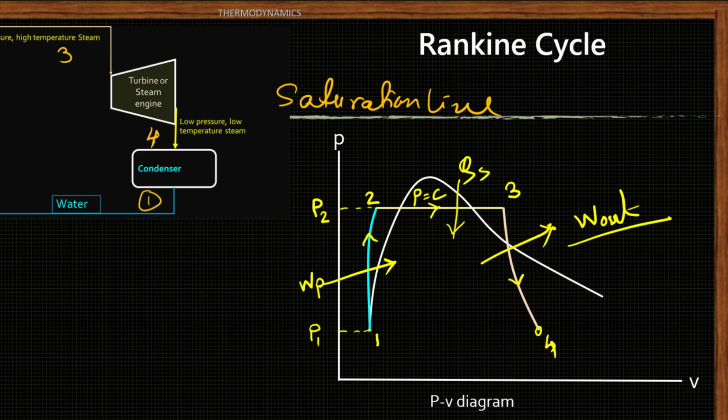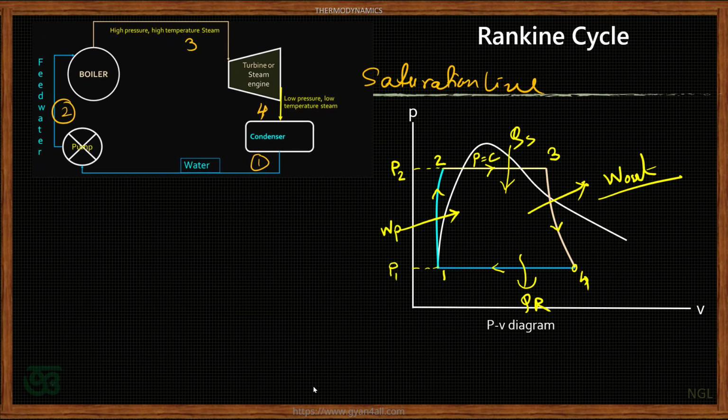Then comes the condenser, that means process 4-1. Process 4-1 represents the condensation, during which the system rejects heat to the cooling water, say this is QR. Because of this heat rejection, the liquid vapor mixture at point 4 is converted to saturated liquid at point 1, that means 100% water at point 1.